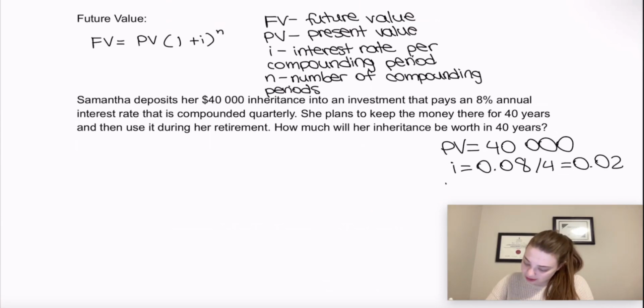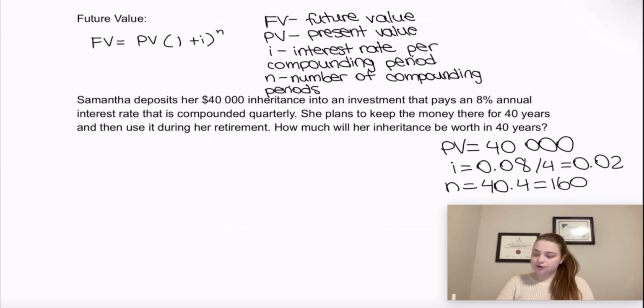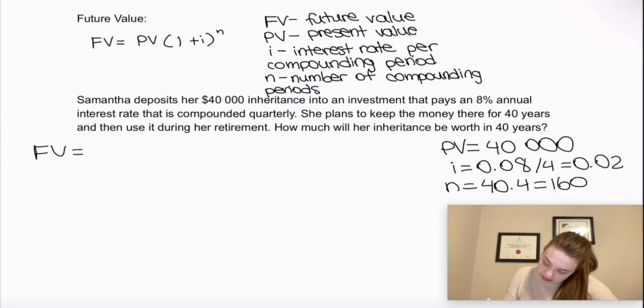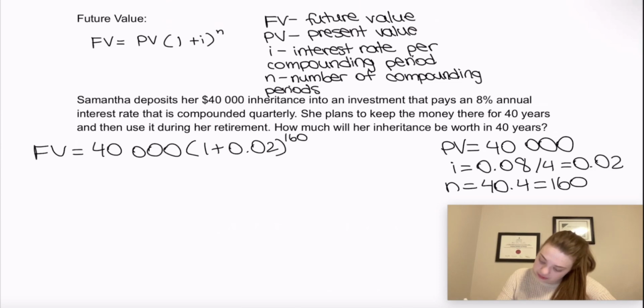Then we have to find the number of compounding periods. It's saying that it's going to be 40 years, and there's 4 compounding periods per year. So we have to do 40 times 4 here, which is 160. So therefore, every 3 months for 40 years is going to give us 160 as our number of compounding periods. And the question is, how much will her inheritance be worth after 40 years? So the future value of the inheritance 40 years from now is equal to $40,000 times 1 plus 0.02 to the power of 160.